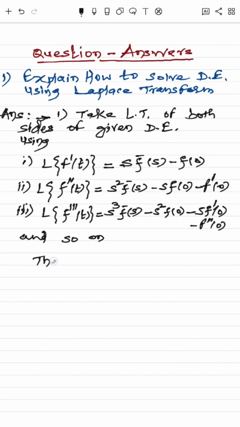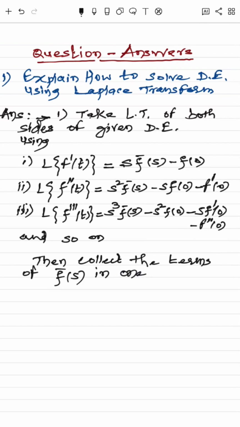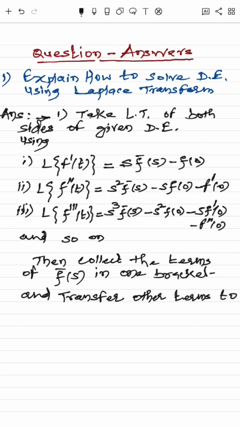Then collect the terms of f bar of s in one bracket and transfer other terms to right hand side by using given initial conditions.